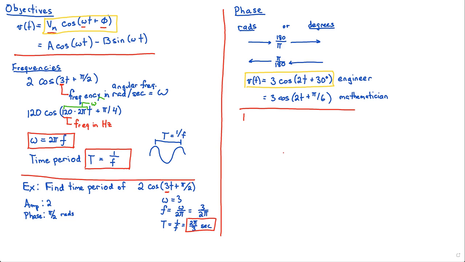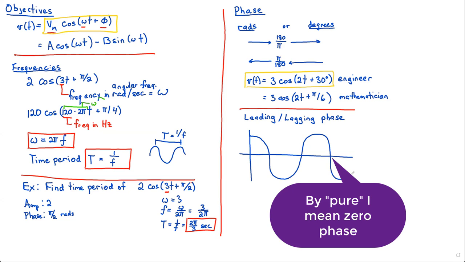Next, still under phase, we're going to talk about leading or lagging phase. An engineer talks about phase. The engineer is really always talking about phase relative to a pure cosine. So I'm going to start off by drawing that pure cosine right here. So this is our pure cosine of some frequency times t.